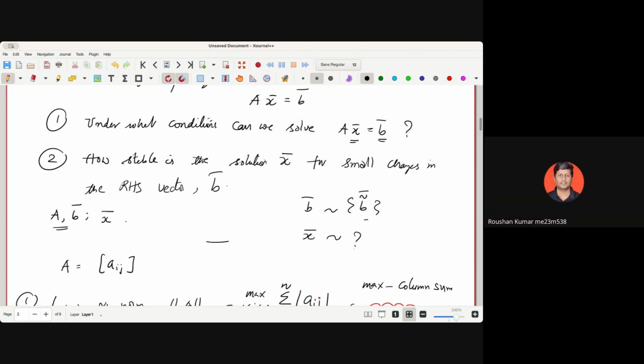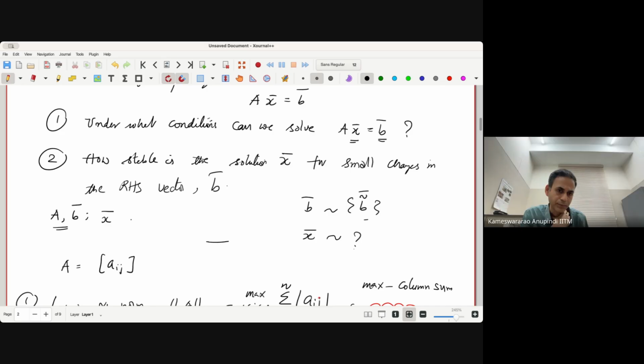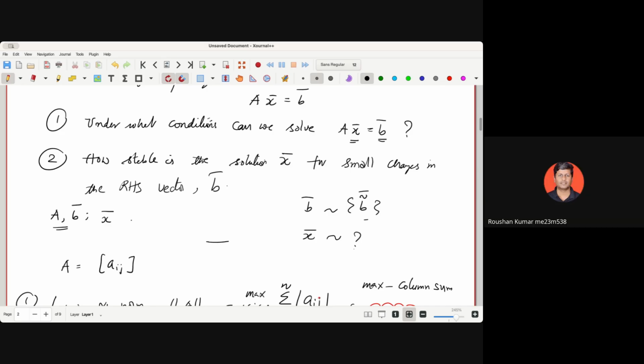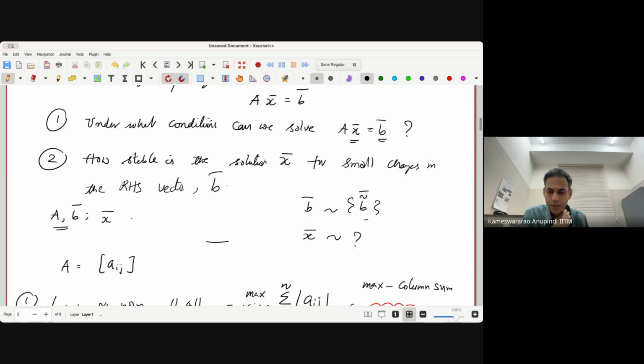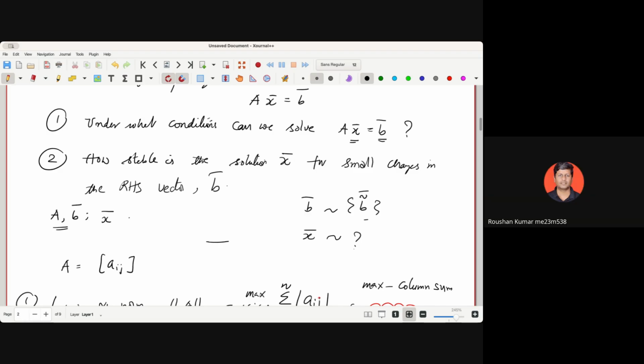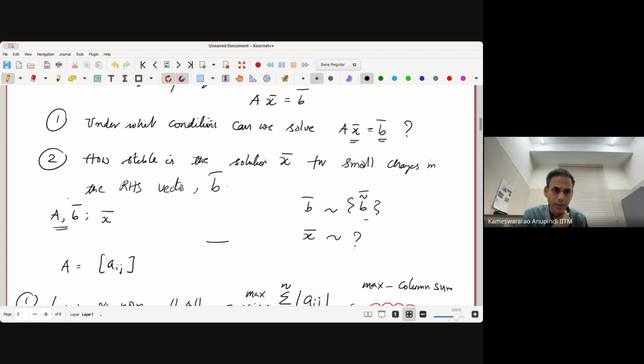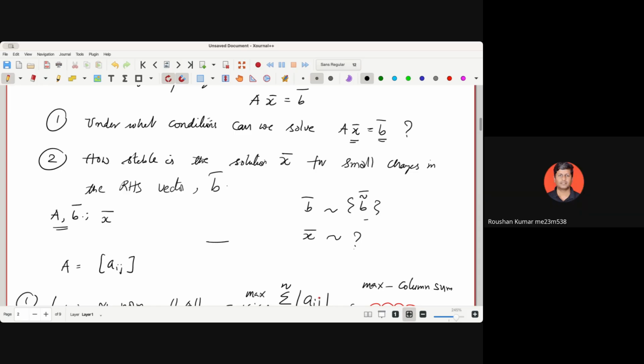For example, x squared minus 4x plus 4 equals 0. That means (x minus 2) whole squared equals 0, then I get x equal to 2. Now, if I perturb the value of x, then I will never get a root of the equation that way. So my point is, if I am perturbing the value of b, b bar, then the x will be different for sure.